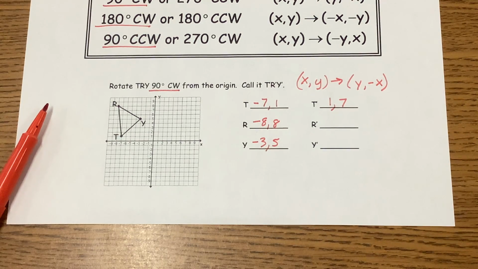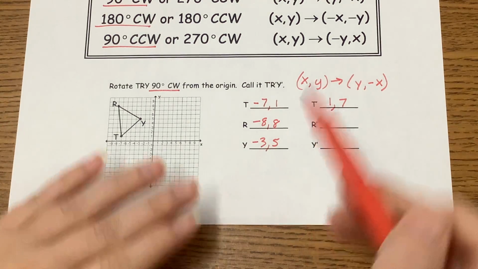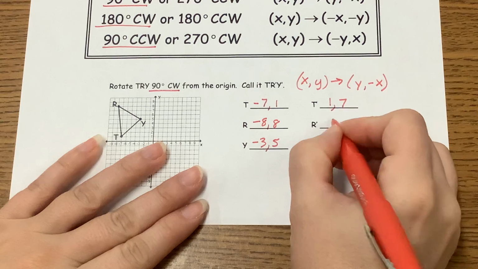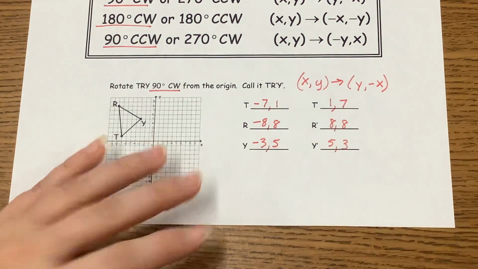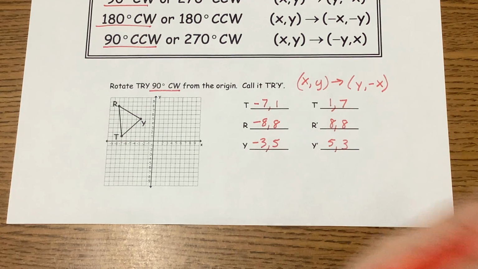Okay, go ahead and change R prime and Y prime. So you swap them and change the X. This is 8, 8, and this is 5, 3.